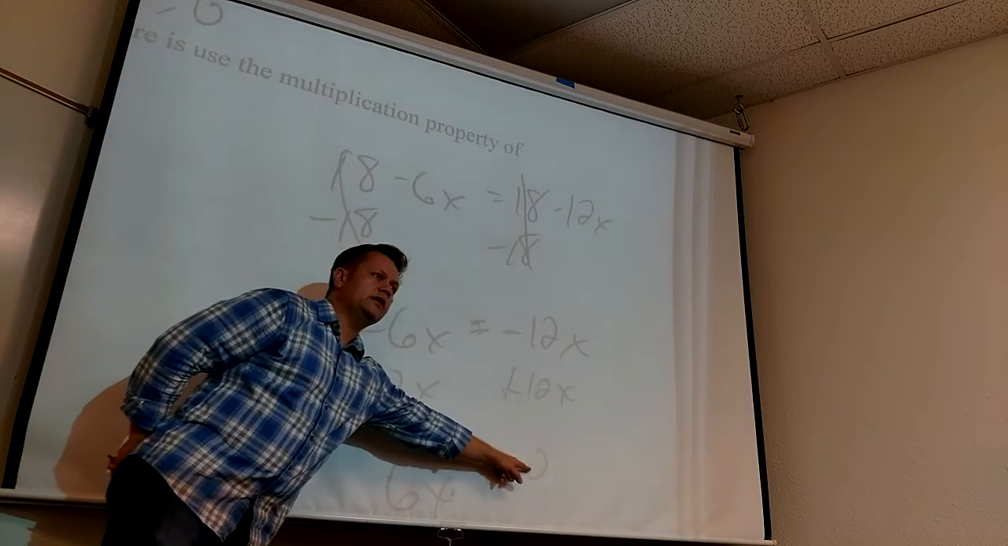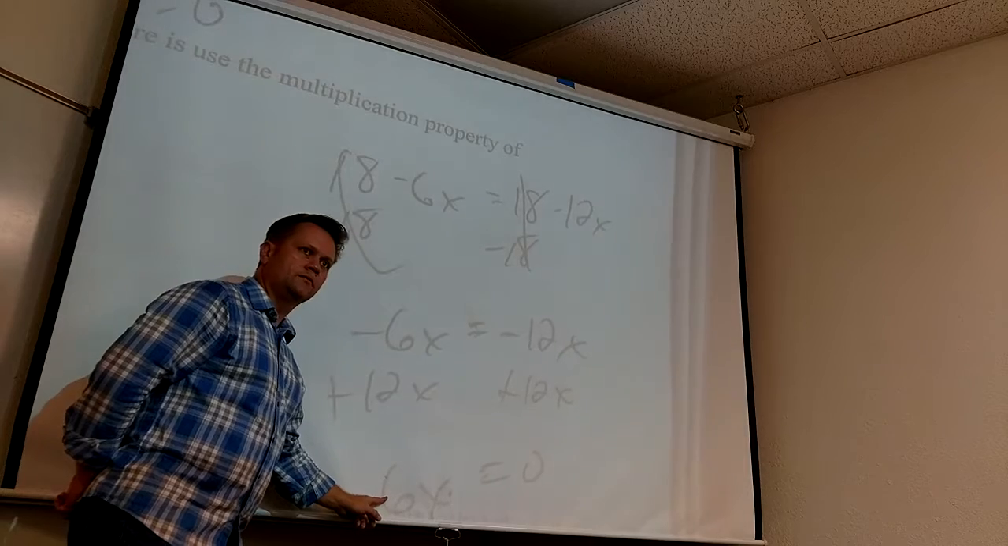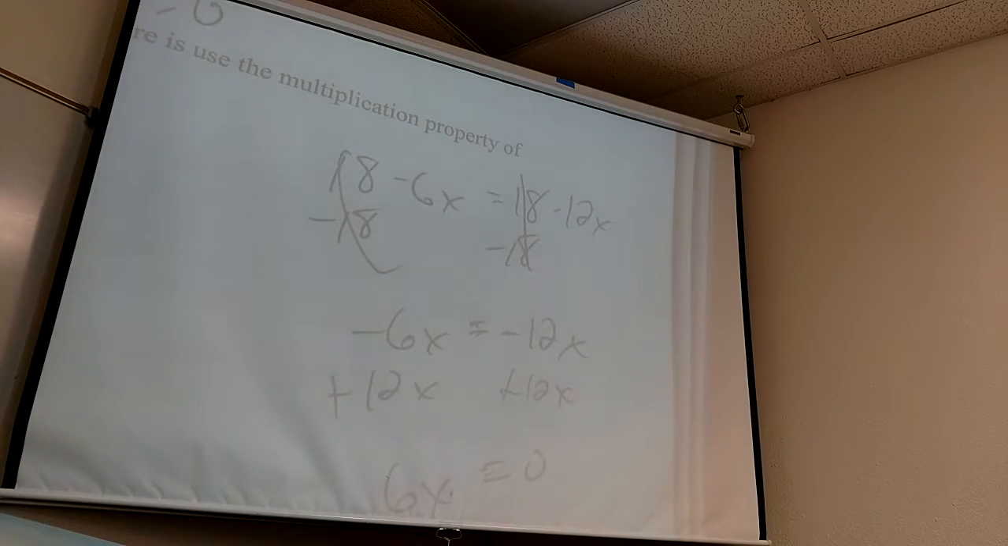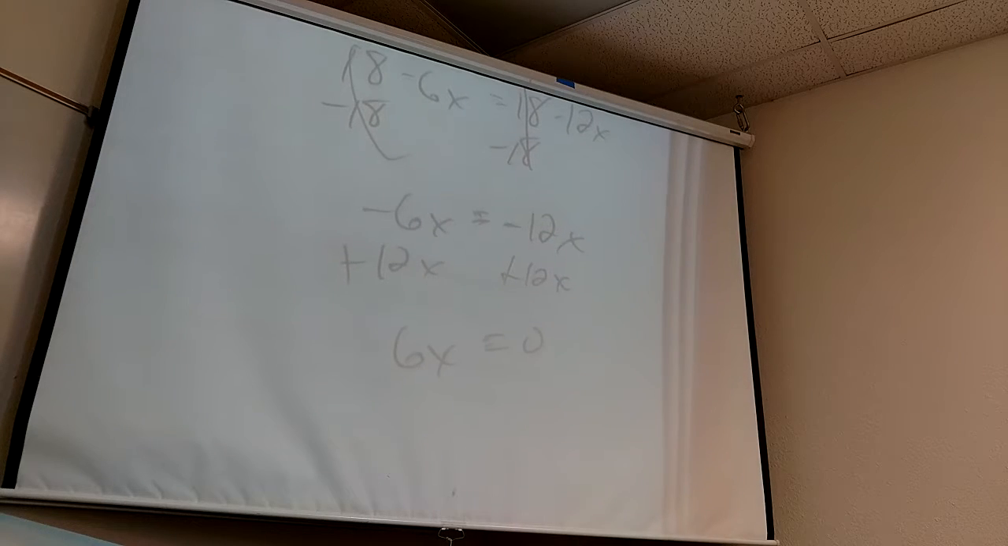And then this does not tell me what to do. This does. Because I want x by itself. So what's telling me what to do is the thing that's making x not be by itself. So don't let 0 tell you what to do. This tells me what to do. Divide by 6. Ooh, x equals 0.